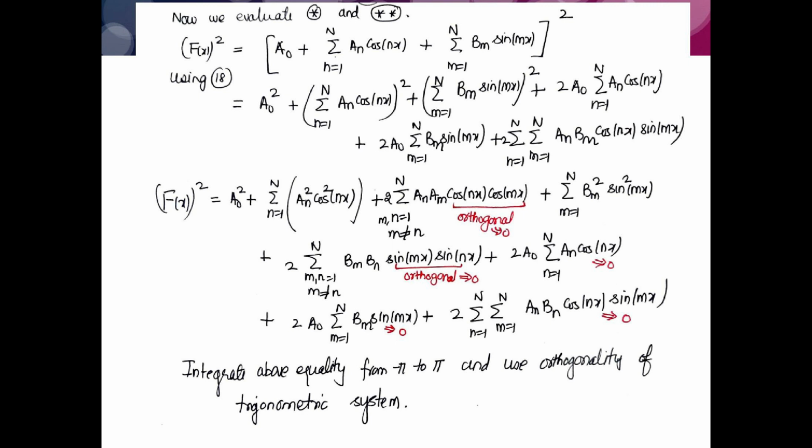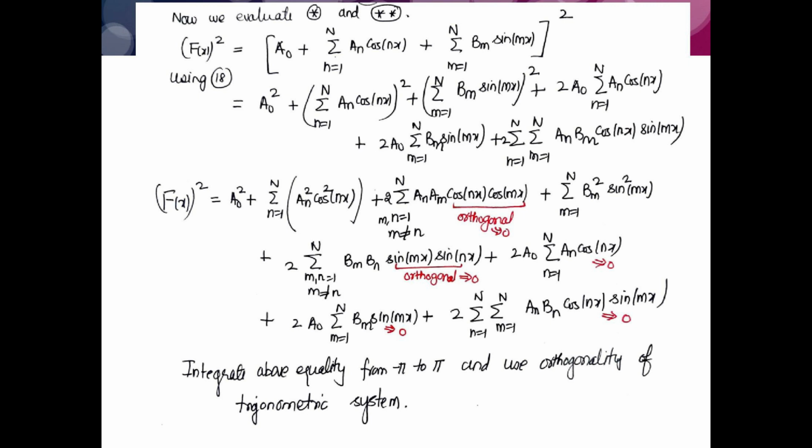Similarly, we have the next one, summation over m 1 to capital N bm square sin square mx, and then 2 times summation over mn from 1 to capital N bm sin mx sin nx, and the remaining expression as it is. Now we just integrate this expression on both sides from minus pi to pi.